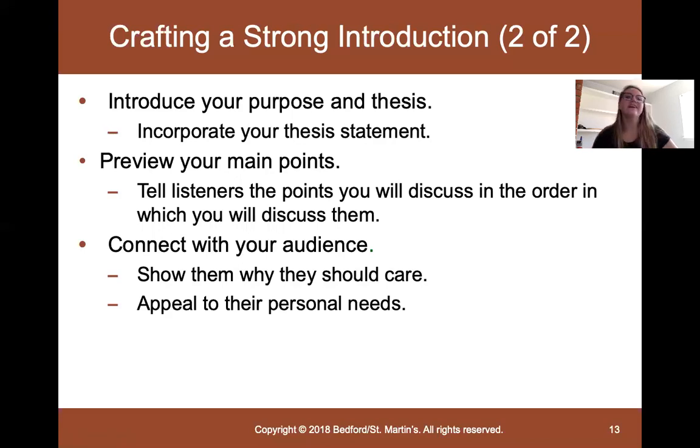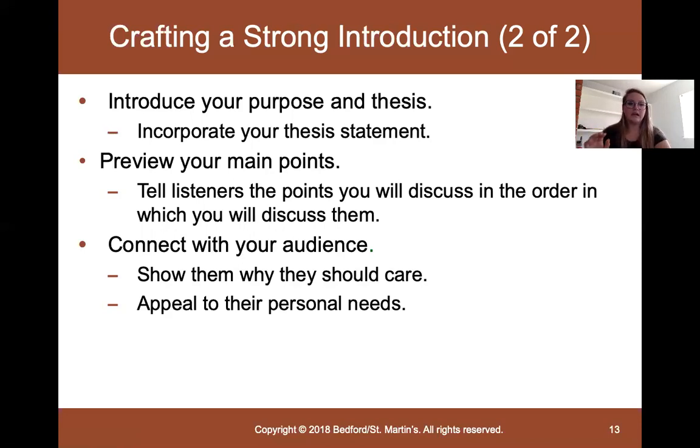It will not harm. Introduce your purpose and thesis. Incorporate your thesis statement. Preview your main points. Crafting a strong introduction: you're going to introduce your purpose and thesis statements. Incorporate your thesis statement towards the end, but you're going to do it before your preview statement, where you talk about all the things that you're going to be talking about throughout your speech.